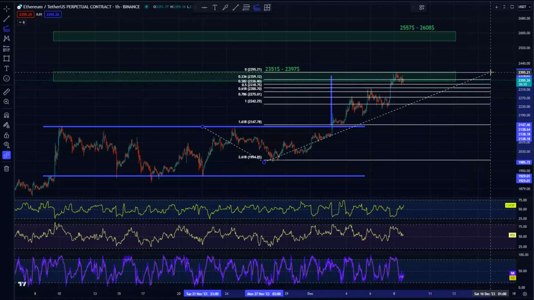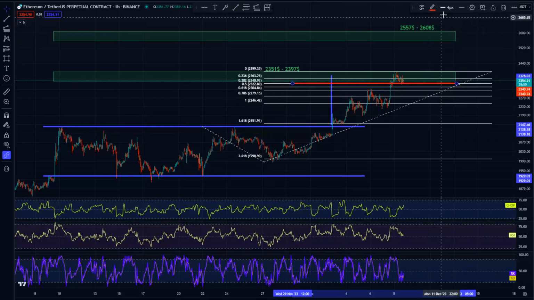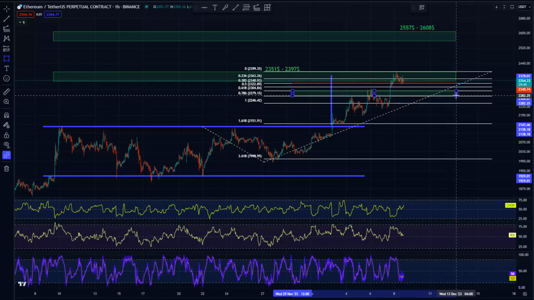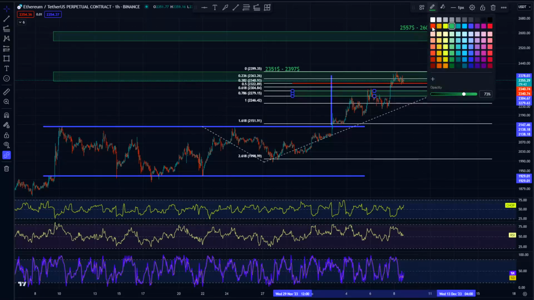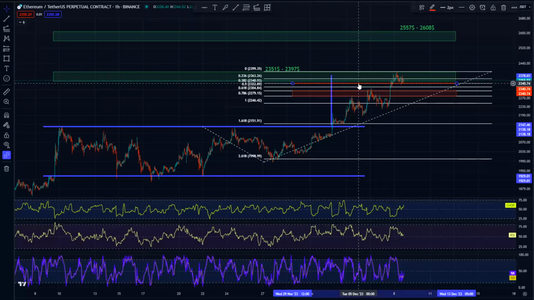Looking the other way, we can mark support at $2,340. Then we have a support zone from $2,304 to $2,279. And then we can see a downward impulse towards the support level of $2,150.